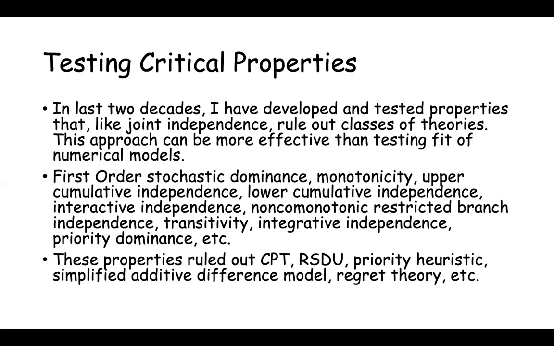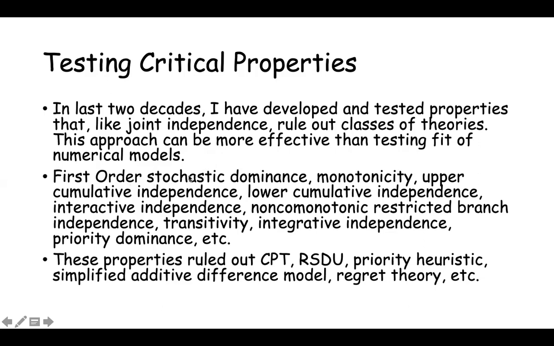Joint independence is an example of a critical property. And so in the last 2 decades, I've been developing and testing properties, or using properties that other people have proposed, like transitivity, to rule out classes of theories. And so the problem is still the same: to understand what is a descriptive model of information integration, evaluation of gambles, of investments, and of person impression, and so on. But instead of looking at parallelism, I've been working with things like joint independence.